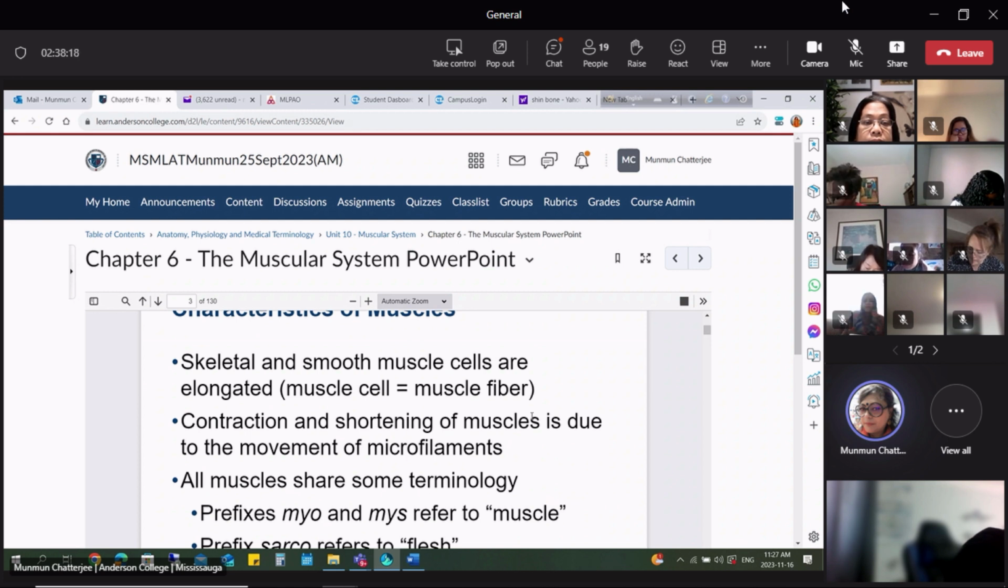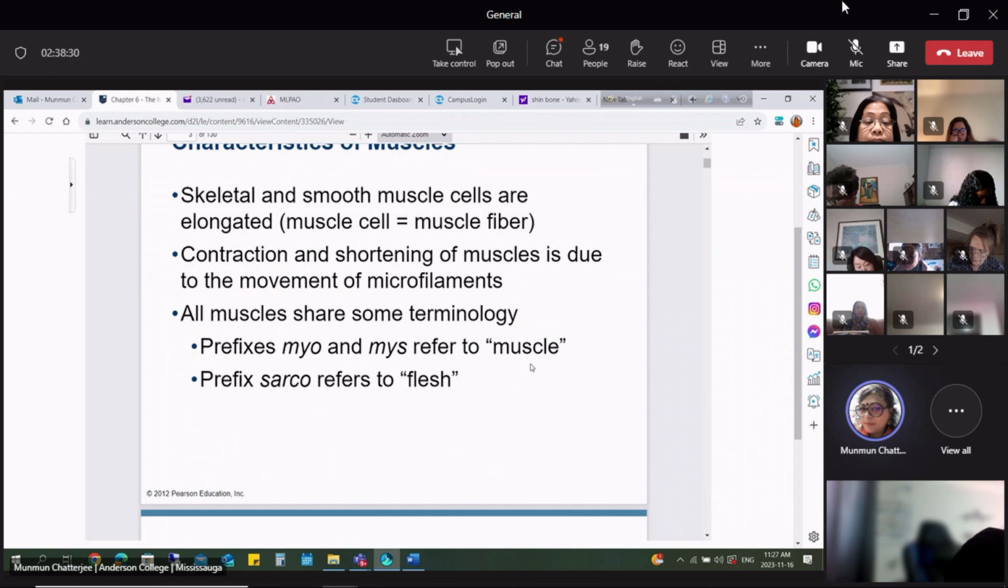What is the prefix for the muscle? Remember, myo or mys refer to muscle. Also, there is another prefix, for the flesh. Sarco, this sometimes comes. Prefix for flesh, sometimes students make a mistake with myo or mys. Flesh is sarco, note, but muscle is either myo or mys.